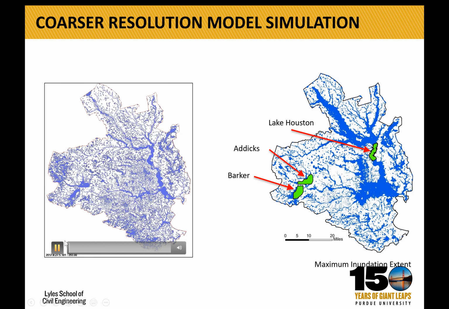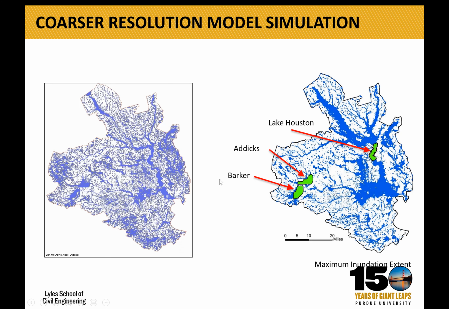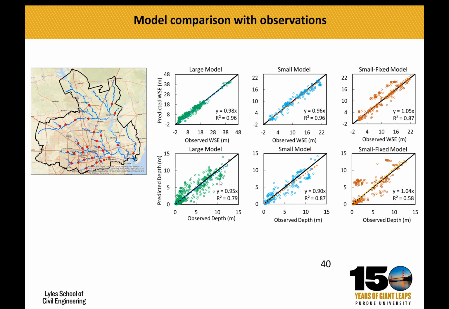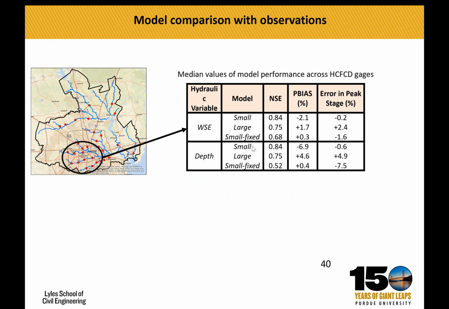So what I'm showing you here is the flood dynamics during Harvey in the Houston area. So this is just showing you how the water dynamics is changing on the surface. And then if we compare the results from this with observations from these plots, you can see that our estimates were very accurate, with the R square of 0.96 and more than 0.8 in most of the times.